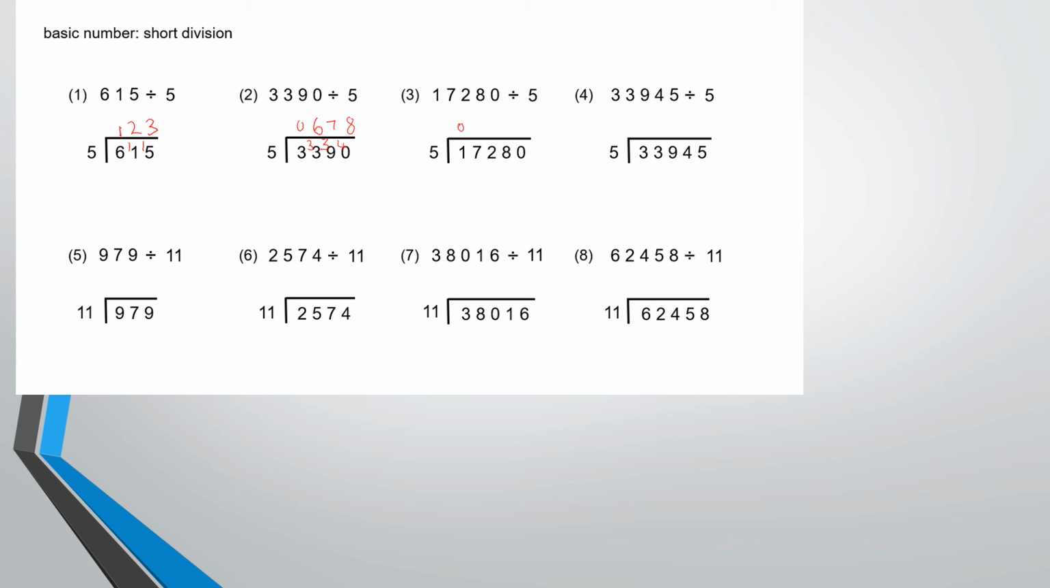5 won't go into 1, so carry that 1 over. 5 into 17, 3 with 2 left over. 5 into 22, 4 with 2 left over again. 5 into 28, 5 with 3 left over. And 5 into 30, 6.